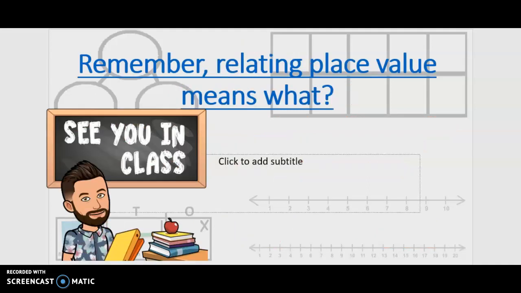And last but not least, we have a remembering for the day. Remember, relating place value means what? There are sums of 10s in each one of them. Use this question to talk to someone at home.